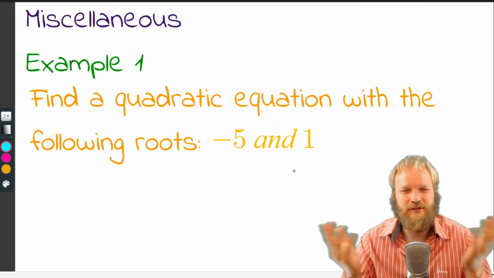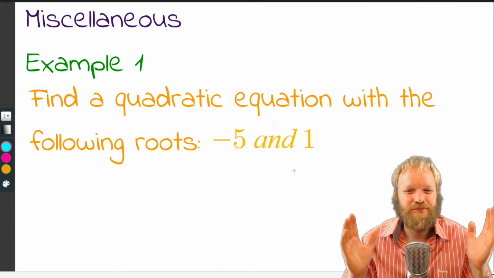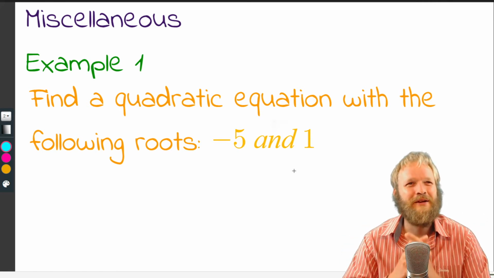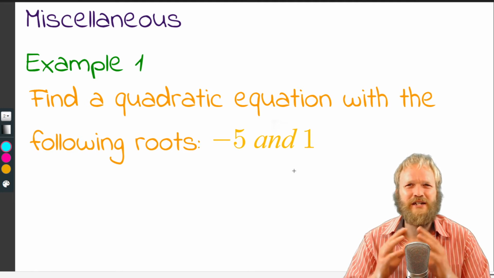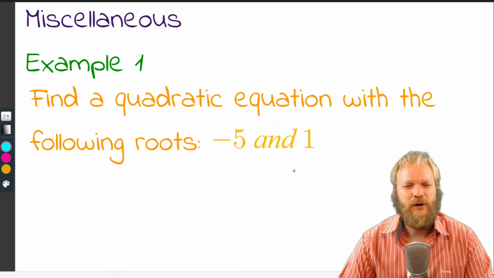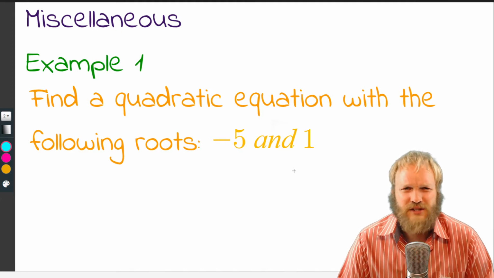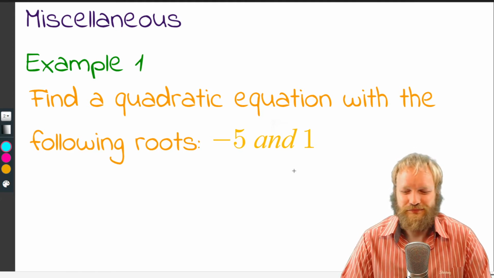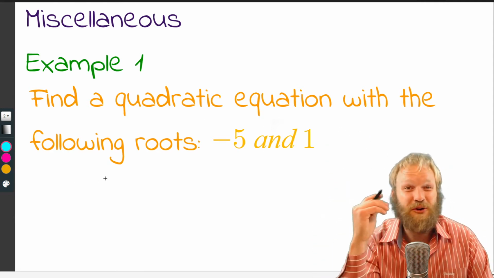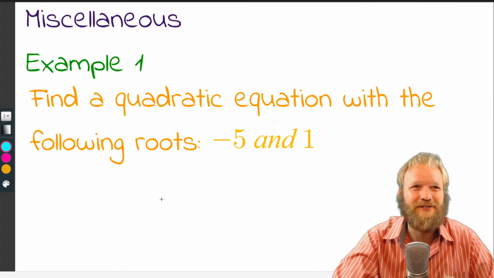Example 1. The question seems simple enough. Pause, breathe. That was probably more for me than you. Find a quadratic equation with the following roots: -5 and 1. Do you have some ideas at this stage? So it's like we're given the answers now, and we need to work backwards, right? That's the kind of feeling I get for this.